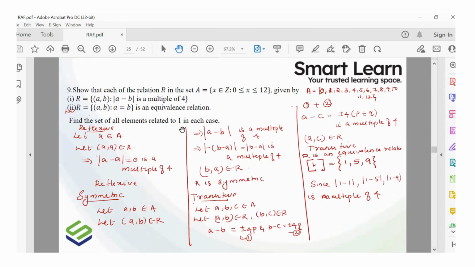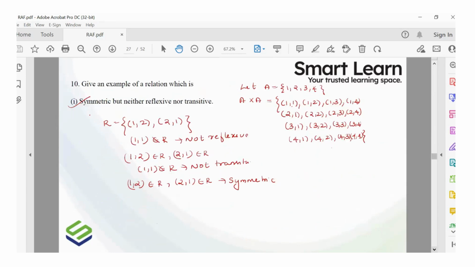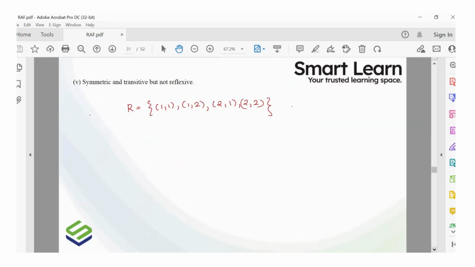Now, this you can also do the same way. Now give an example of a relation which is symmetric but neither reflexive nor transitive. You can take any example, children. You can take numbers, you can take conditions. We already did so many problems. Now go through that. Here I take A as {1, 2}, and R is {(1, 2), (2, 1)}. So (1, 1) is not here, so it is not reflexive. But (1, 2) is there and (2, 1) is there, so it is symmetric. But (1, 2), (2, 1) is there and (1, 1) is not there, so it is not transitive.